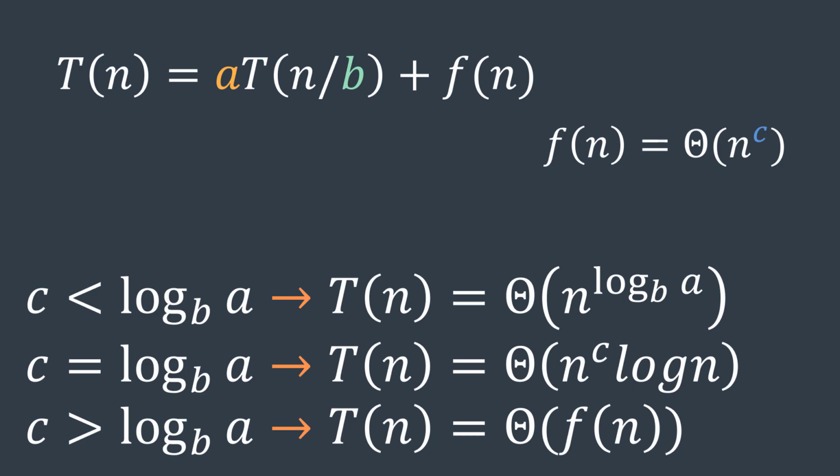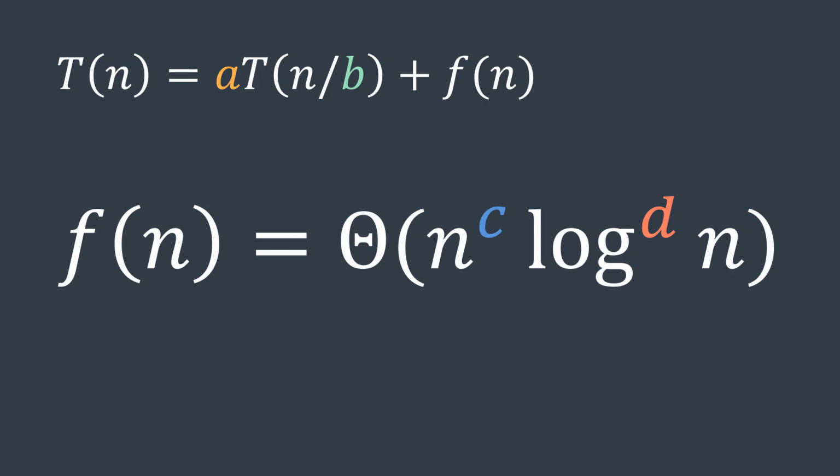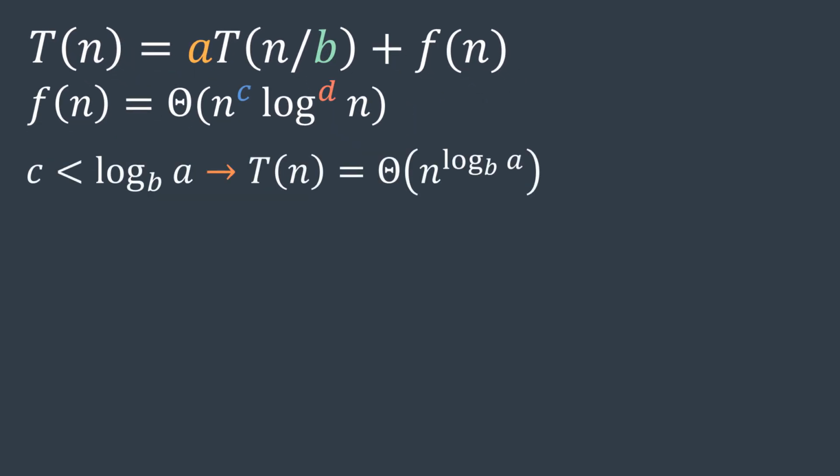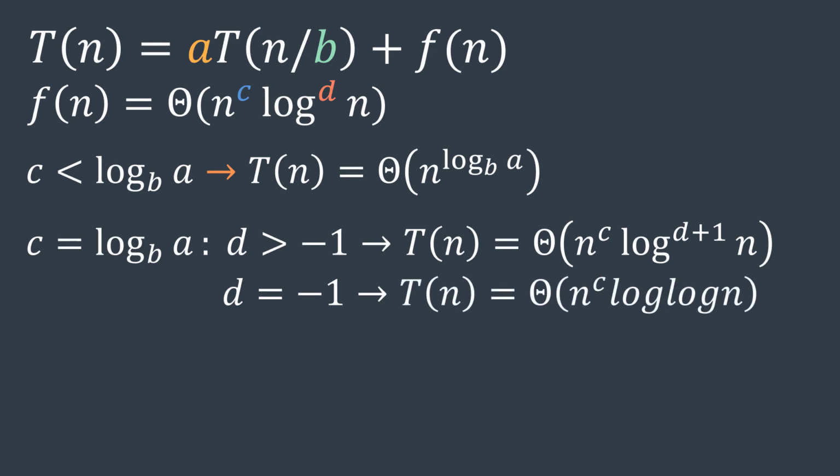We have the extended version that covers the cases where f(n) is of type n^c × (log n)^d. The first case doesn't change, but in the second case, we need to check the value of d. If d is greater than -1, then the time complexity is Θ(n^c × (log n)^(d+1)). Else if d is equal to -1, then the time complexity is Θ(n^c × log log n). Else if d is smaller than -1, then the time complexity is Θ(n^c).